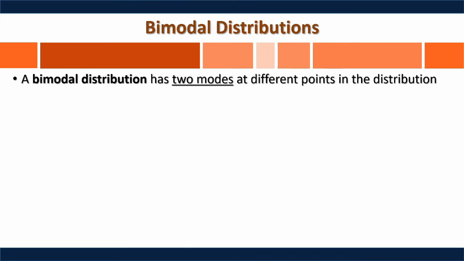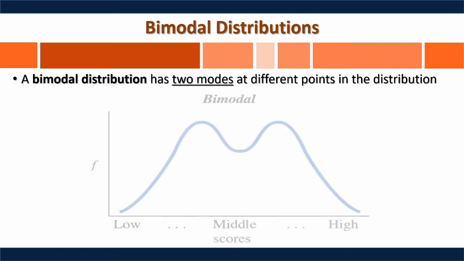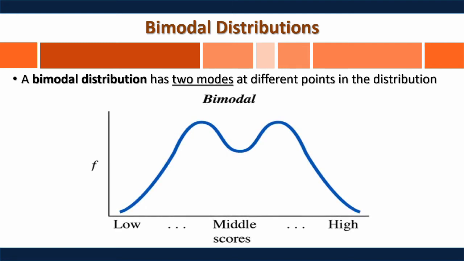The final type of non-normal distribution we're going to cover is called bimodal distribution. By its name, you probably have already guessed that this distribution has two modes or apexes in the distribution, and it looks something like this. Bimodal distributions often indicate that there are two subsamples in your overall sample that are responding consistently differently to the measure or variable.